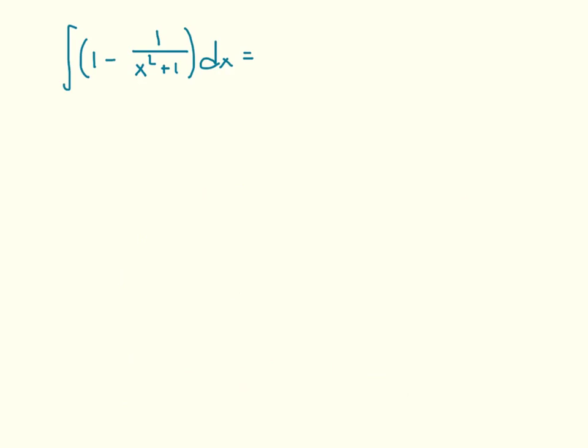Now at this point we're ready to take the antiderivative, because we know that the antiderivative of 1 is x. We should recognize 1 over x squared plus 1 as the derivative of arctan, or tan inverse. So we get x minus arctan of x, and then plus our arbitrary constant.